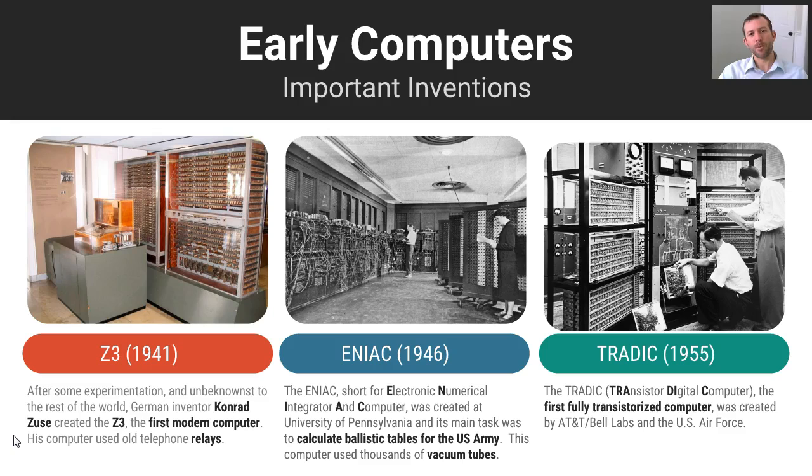In 1941, a German inventor named Konrad Zuse created something called the Z3. The computer you see pictured here is his invention. It uses a bank of electromechanical relays to represent ones and zeros. In this case, relays were used as the glorified on-off switch. In 1946, the U.S. Army at the University of Pennsylvania came up with what's called the ENIAC, a vacuum tube-powered computer that was used to calculate ballistic missile tables. And then, in the mid-50s, the Air Force and AT&T got together and created the first fully transistorized computer, the TRADIC.